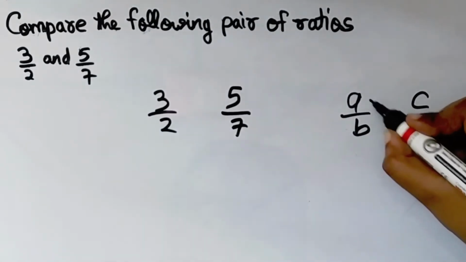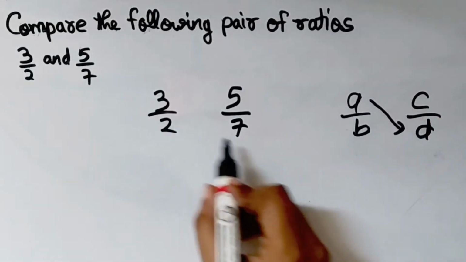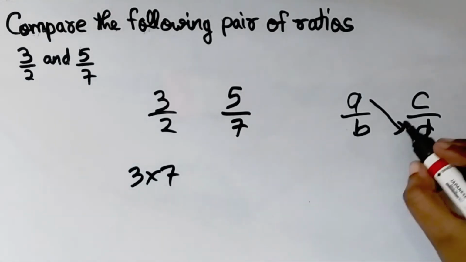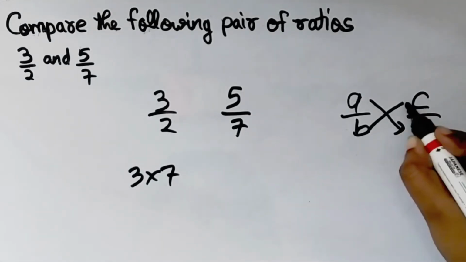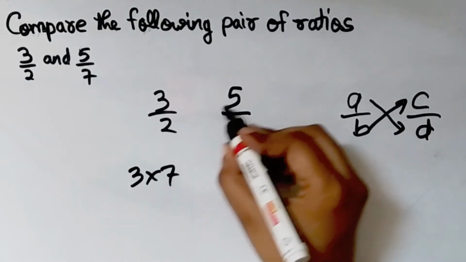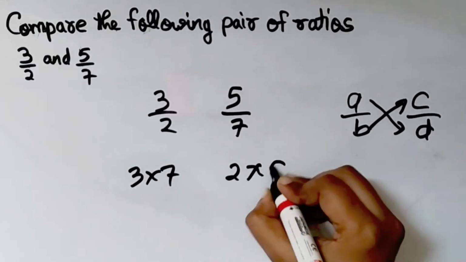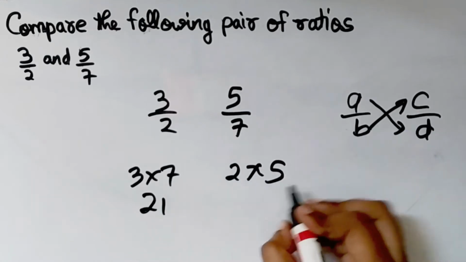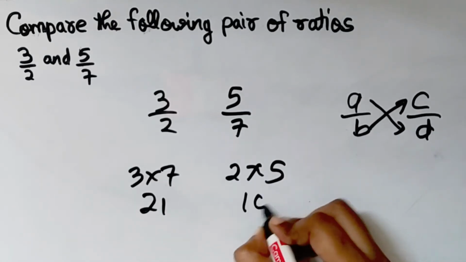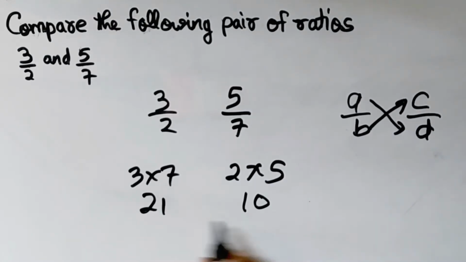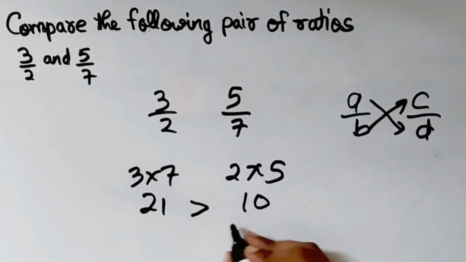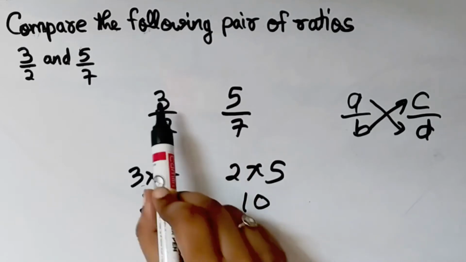So first what we will do, we will multiply AD, 3 into 7, and next we will multiply BC. Okay, so 2 into 5. So 3 sevens are 21, and 2 fives are 10. Now which one is greater, 21 or 10? 21 is greater. Okay, 21 is greater. So this side, that is AD, is greater.